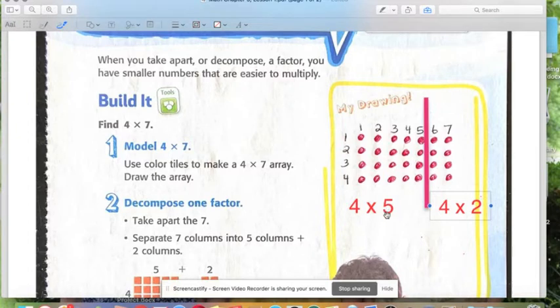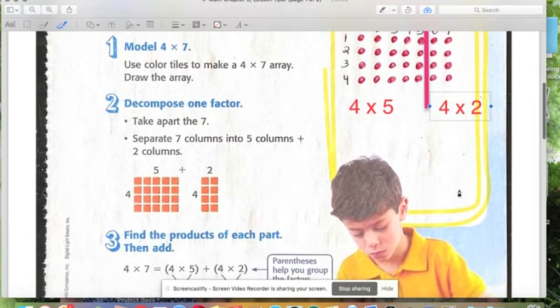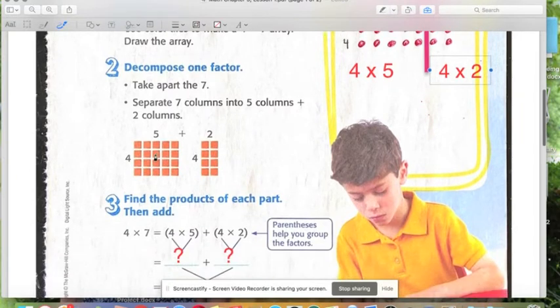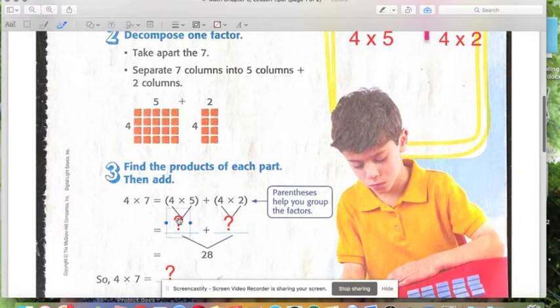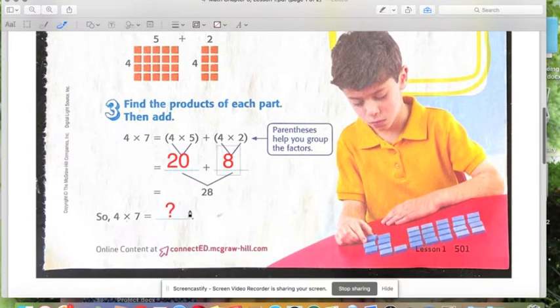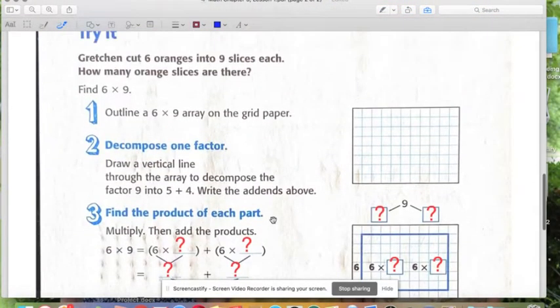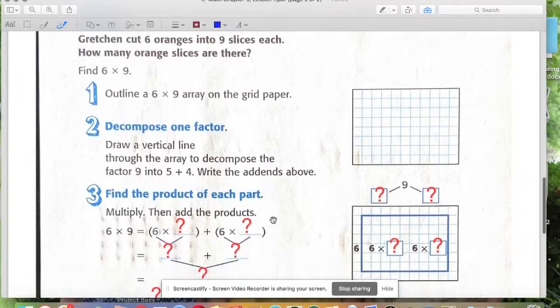We know that 4 times 5 equals 20, and 4 times 2 equals 8. And you can see they've broken it apart here. 4 times 5 is 20, and 4 times 2 is 8. So let's fill that in. And when I add those two things together, I get 28. So the answer is 4 times 7 equals 28. This is just a way that you can more easily do big numbers in your head or even on paper.